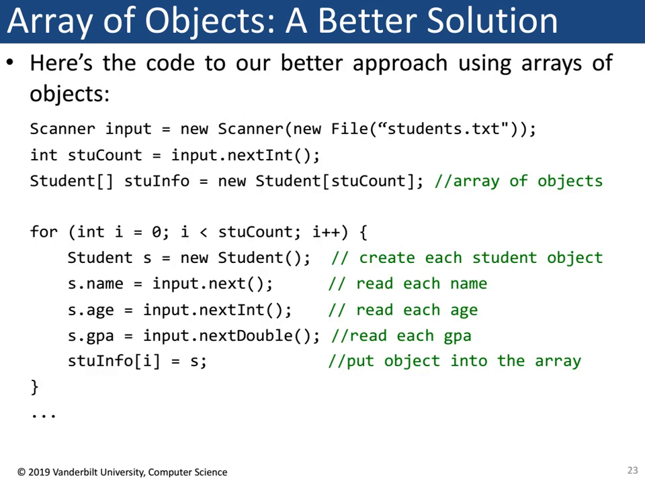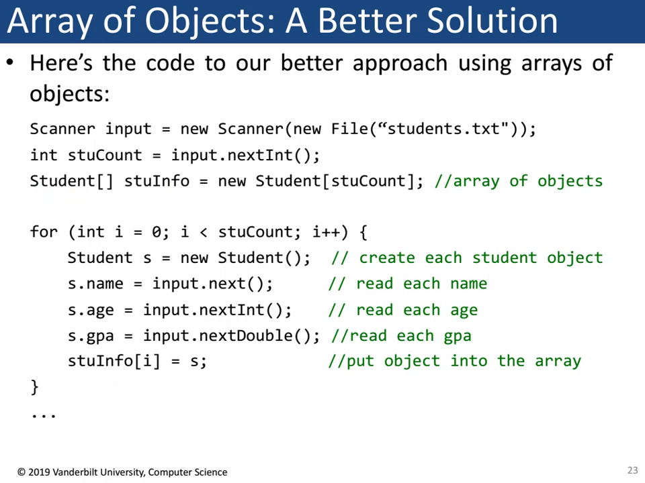The new code would look something like this. We would have our scanner called input to get input from the file, and then we're going to get the first integer in the file, because this first integer is the count, the number of total students. We're going to use that count to create our array. So we declare an array of student objects, and we call this array student info. So this is a reference variable which will hold a reference to an array of student objects.